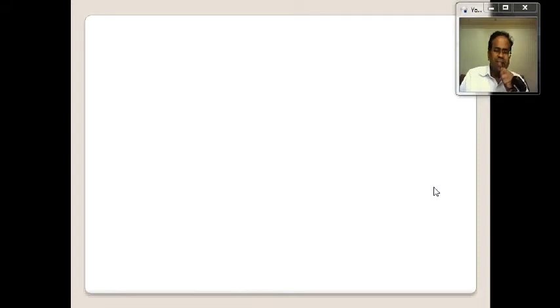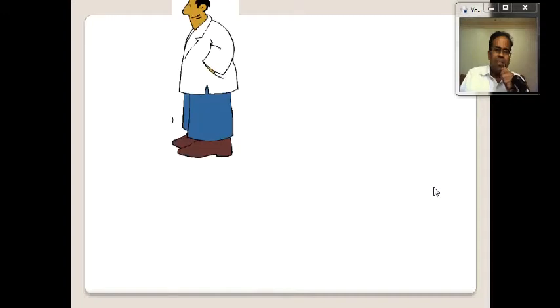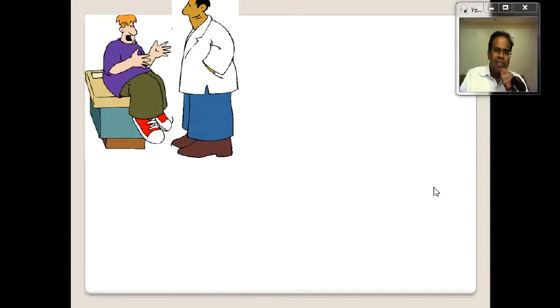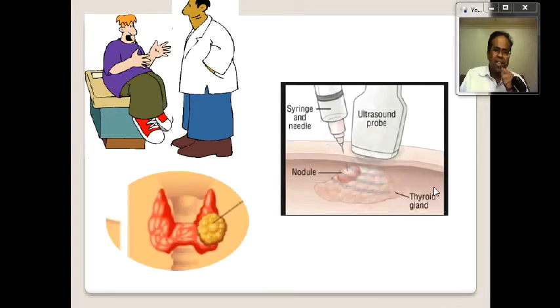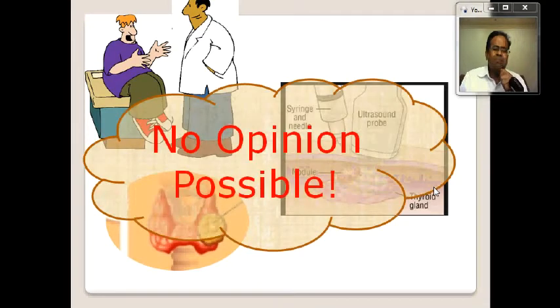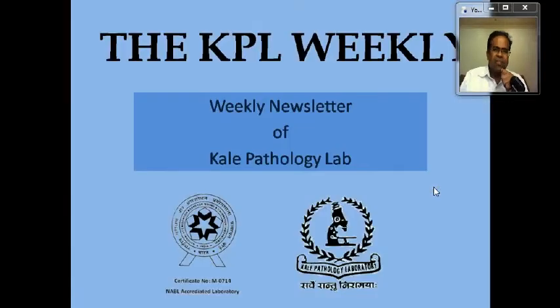Friends, has this ever happened to you? You are in your OPD. A patient comes with complaints of thyroid swelling. You evaluate the patient and you see that it's a solitary thyroid nodule, and you decide that you want to do an FNAC. So an FNAC is planned, everything is done as per protocol, and slides are referred to the laboratory, and bang comes the diagnosis, and the diagnosis is no opinion possible. Has it ever happened to you? Isn't it frustrating?